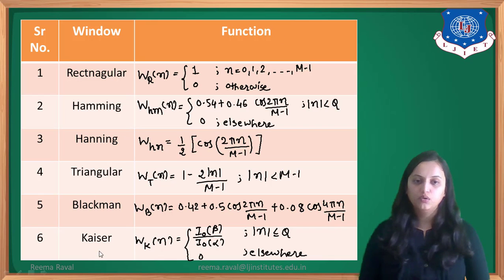Next is the Kaiser window. It is denoted as WK of n, that is equals to I0 beta upon I0 alpha for n less or equals to q, and it is 0 elsewhere. So these are the functions for different windowing methods, and it is used directly to obtain the function or transfer function for that FIR window. You need to remember all of this for windowing techniques.